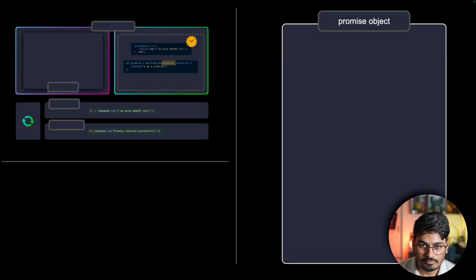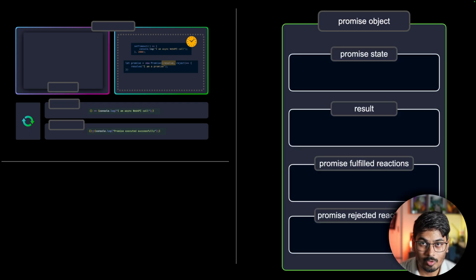So here, I am making it simple to explain what a promise object, or I would say whatever new promise we are using, creates. It has promise state that we have seen, right? It has a result if it is being resolved. It has promise fulfillment reactions and promise rejected reactions. This is an array, right?